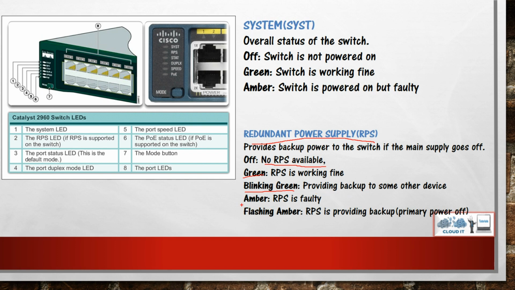Okay, if it is showing amber light, then we can confirm that the RPS has some fault condition. And if it has flashing amber light, then we confirm that the RPS is providing backup to itself, because its primary power is off. Its primary power can be off due to different conditions. Might be the primary power got damaged, or the primary power supply is having some problem, or any issues. In that condition we use RPS for itself.